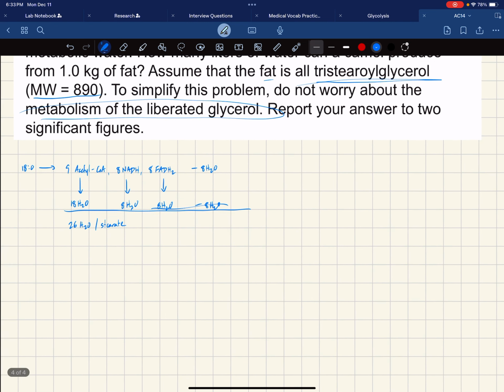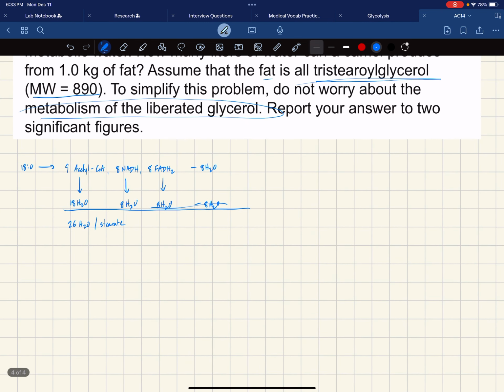And keep in mind that we do have 3 stearates because this is a tri-stearoyl glycerol. So there were 3 attached here, so we're going to multiply this by 3, and we're going to get our final production of 72 water per tri-stearoyl glycerol. I'm not going to write all of it out.